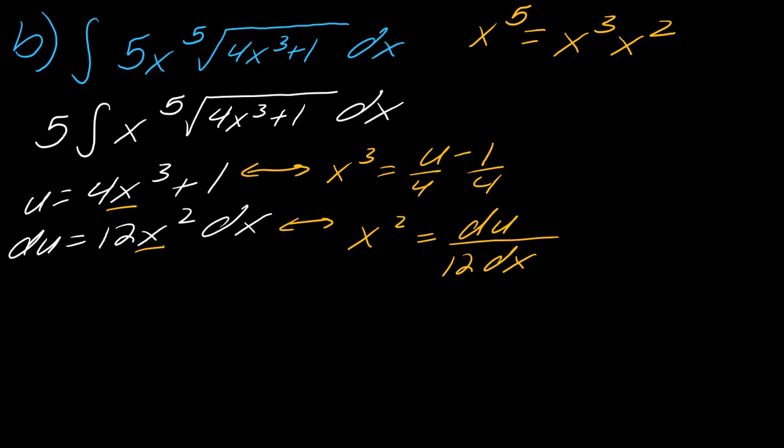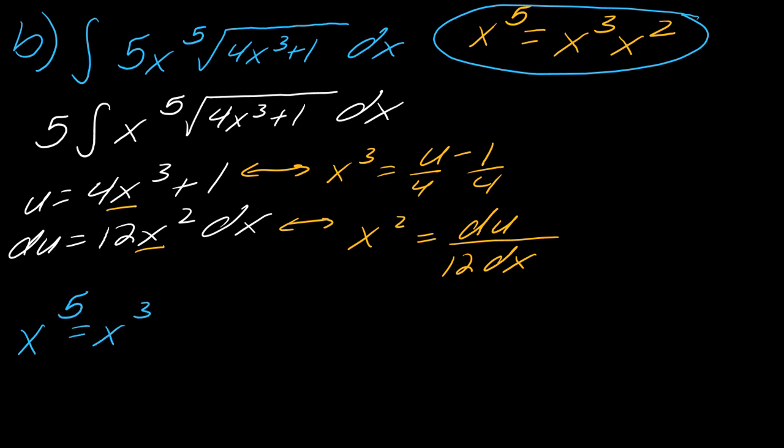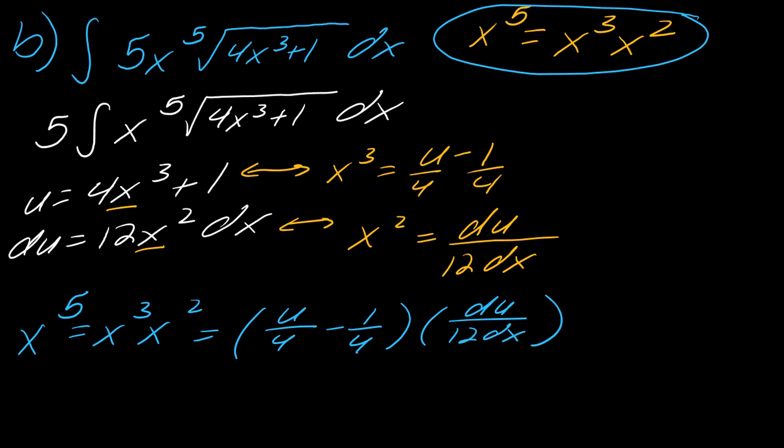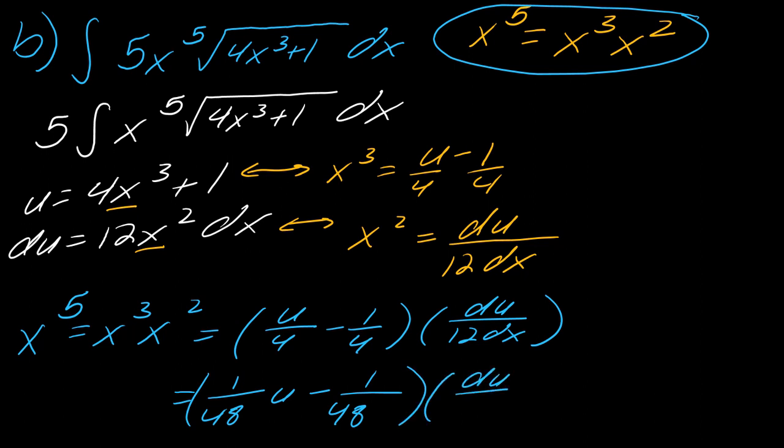Okay, so now I want to take this piece up here. So my x to the 5th equals x to the 3rd times x squared. And now I basically want to replace it with these pieces here. So this is going to be u over 4 minus 1/4, and then du over 12 dx. So let me simplify all of this. If I multiply all this together, I get 1 over 48u minus 1 over 48. So there's the numbers part, and then all of that is still times du dx.